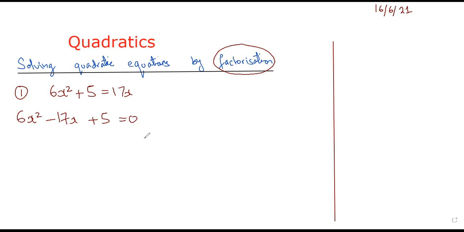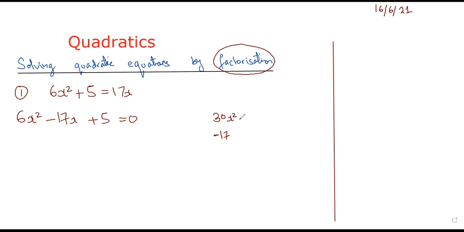Okay, so what two factors can we make here? We need two numbers such that when we multiply them we get 30x squared, and when we add them, what should we get? Minus 17. So just think about factors. Take your time. It's okay. This is the first class. We get minus 15 and minus 2. Sorry, say it again. Minus 15 and minus 2.